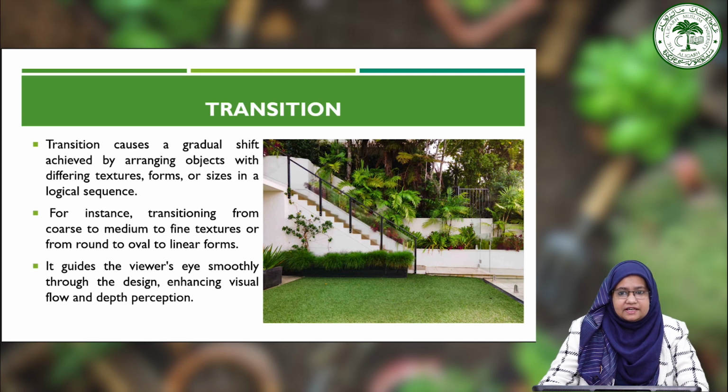The next principle is transition. Transition is a gradual change, which can be obtained by the arrangement of objects with varying texture, forms or sizes in a logical sequential order. For example, coarse to medium to fine texture, round to oval to linear structural forms, or cylindrical to globular plants. Transition from shorter to taller plants and from fine to coarse texture would unframe the scene and make it appear closer, like a painting on a wall.